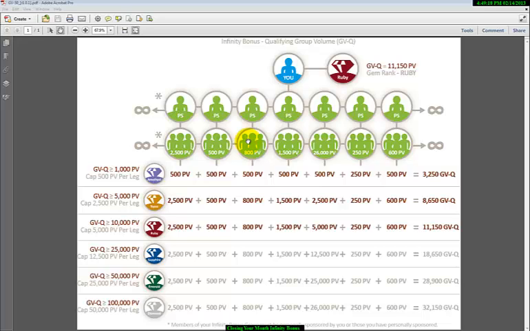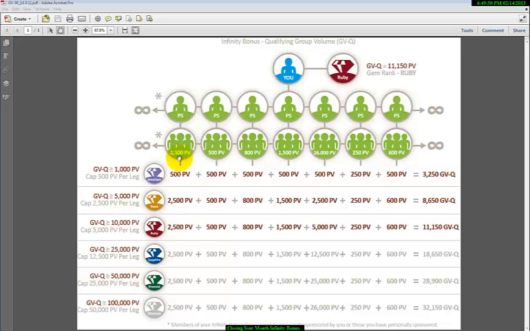Okay, now the other rule with GVQ is that no more than half of the volume to equal 1,000 can come from any one leg. So what that means is if I'm trying to reach 1,000 and this one has 2,500, I can't pull the full 2,500 because that would all come from one leg. So there's a cap level. There's a certain amount of PV that I can pull from each one of these groups depending on my cap level. In this case, as an amethyst, the cap level is a cap of 500 per leg.